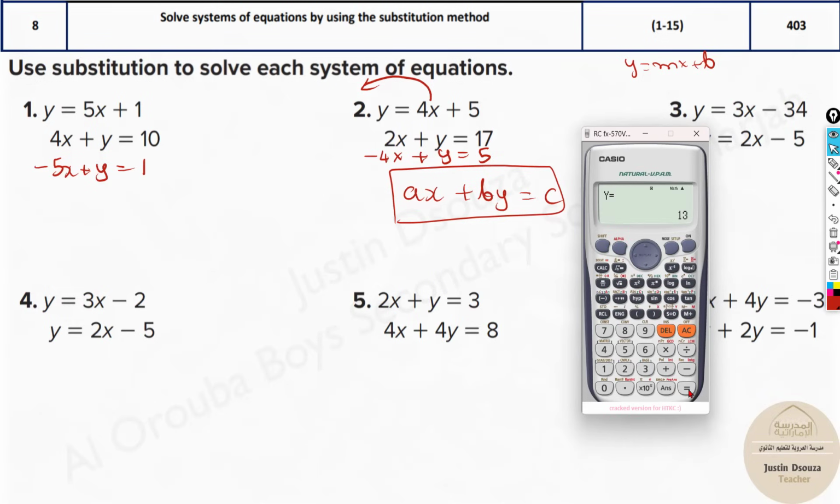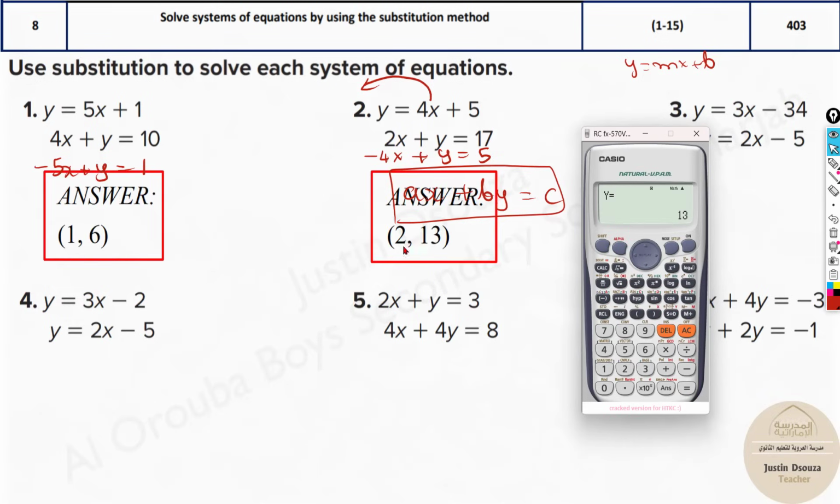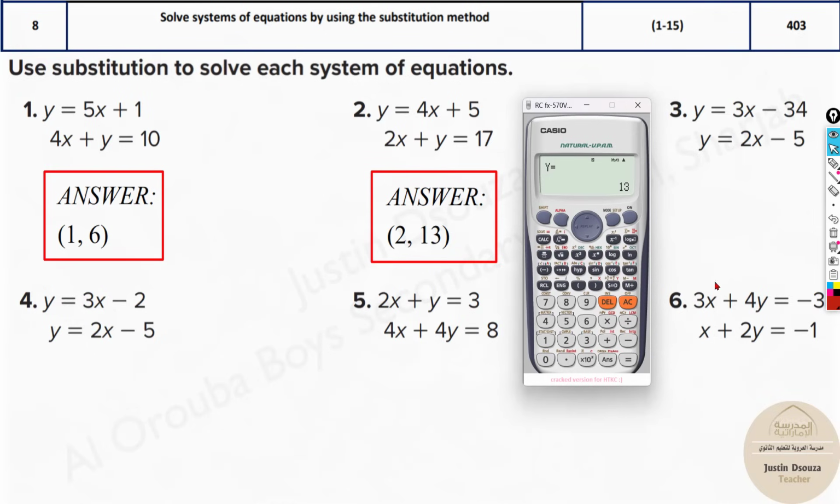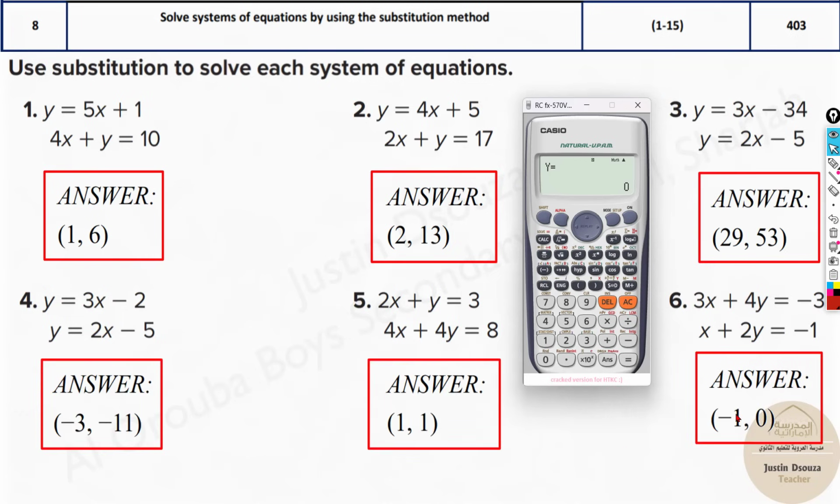Here the answer is 2 and 13. You can see here 2 and 13 is the solution. Same way over here, you can do it by yourselves. Let's do this one over here. You just have to type 3, 4 and minus 3, 1, 2 and minus 1. If you miss out the sign, you will get an error. The x value is minus 1 and y value is 0, as you can see.